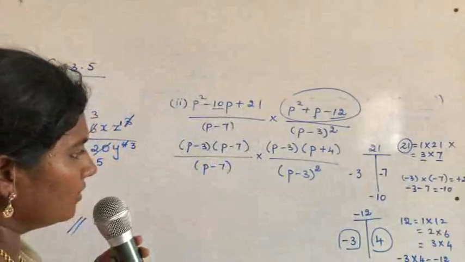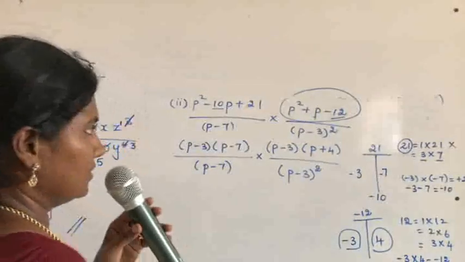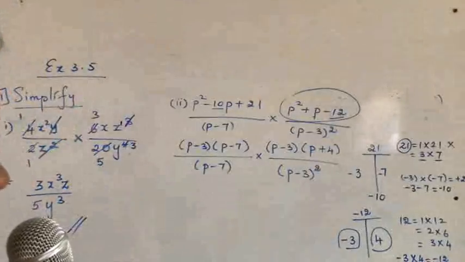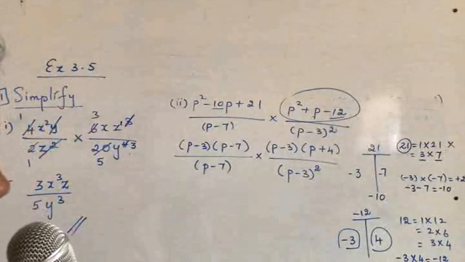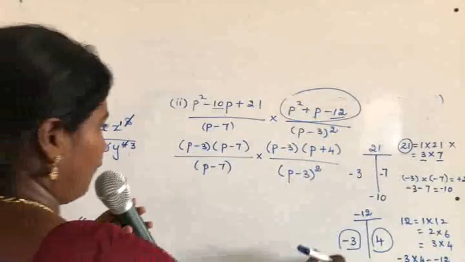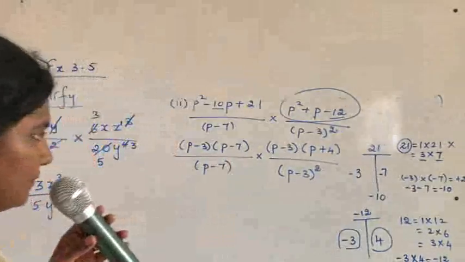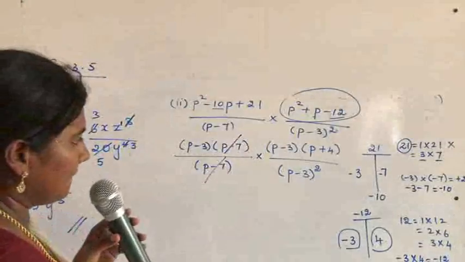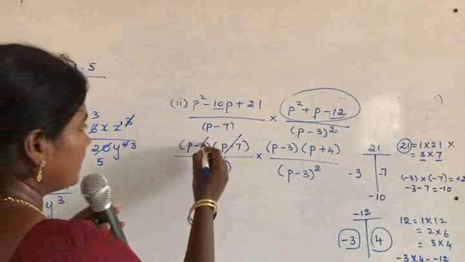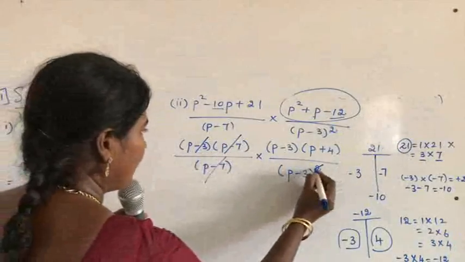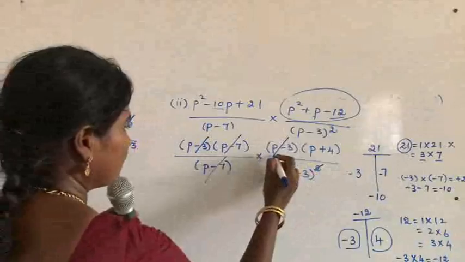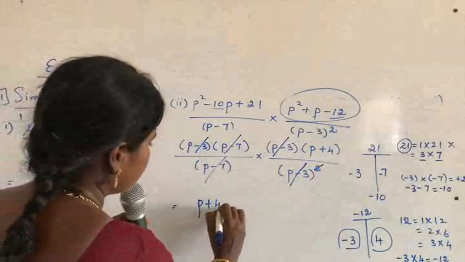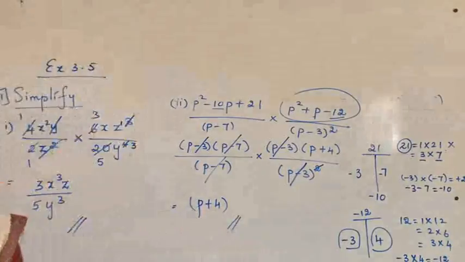Similarly, we are following the same steps for the second part of the factorization, that is p square plus p minus 12, and you get the factors (p minus 3)(p plus 4). Now let's try to simplify. p minus 7 gets cancelled. p minus 3 and one p minus 3 gets cancelled. p minus 3 and p minus 3 gets cancelled. So now what is left over here? p plus 4. This is our answer.